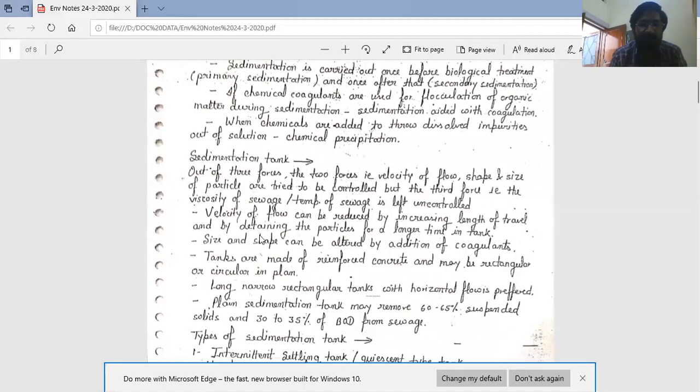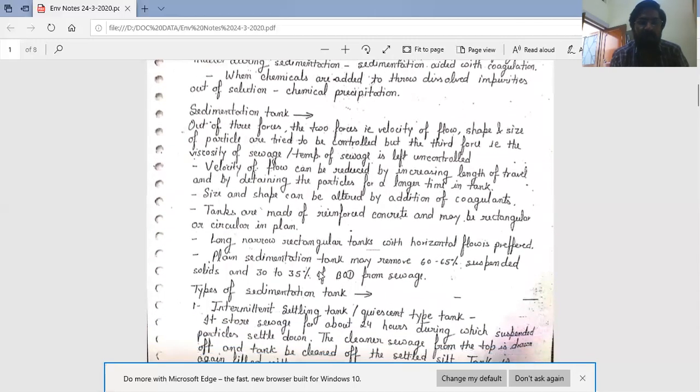Velocity of flow can be reduced by increasing the length of travel or length of tank and by detaining the particles for a longer time in the tank. Size and shape can be altered by addition of coagulants. Sedimentation tanks are made of RCC, reinforced concrete, and may be rectangular or circular in plan. Long, narrow, rectangular tanks with horizontal flow are preferred.